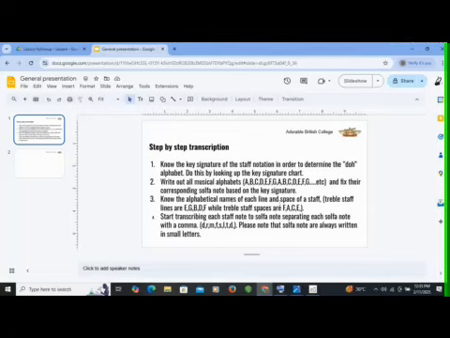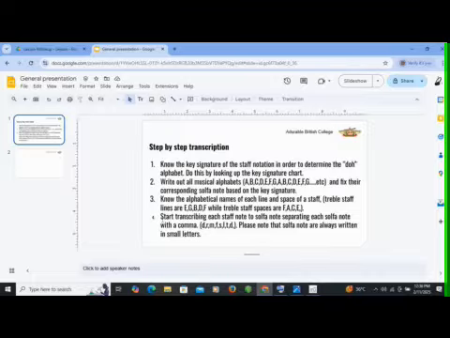Then for the spaces in between those 5 lines, the first space is F, second space is A, third space is C, and the fourth space is E, forming the word face. So that means the first space is F, second space is A, third space is C, and the fourth space is E. So that's all you need to know.